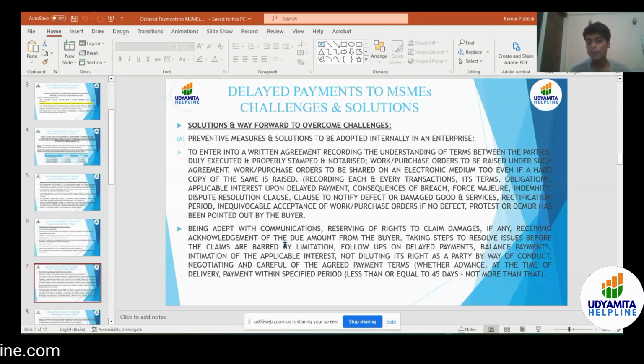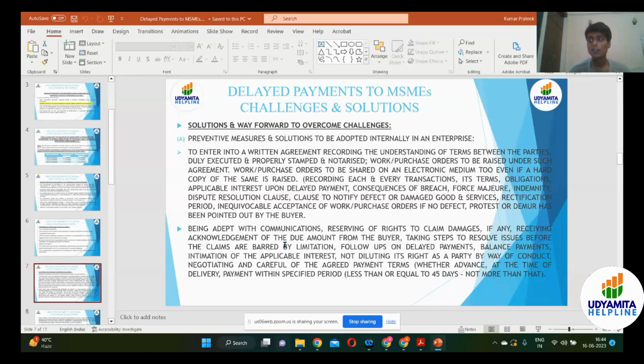The follow-ups on delayed payments: you have to consistently follow up on your delayed payments, right? A lot of times, just because of our laid back attitude, we do not want to press a lot on our delayed payment issues just to retain the clients, we forego the delayed payments for a long time, resulting in getting barred by limitation at a later stage, right? So we have to consistently follow up and take care of the limitation period as well.